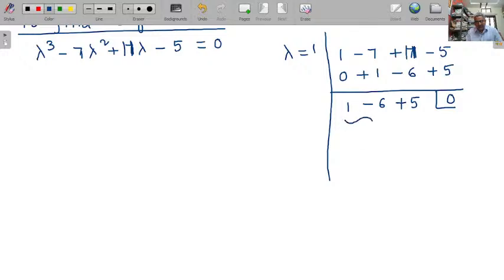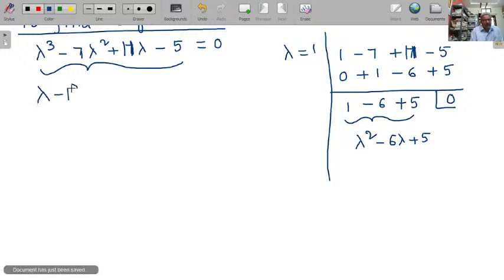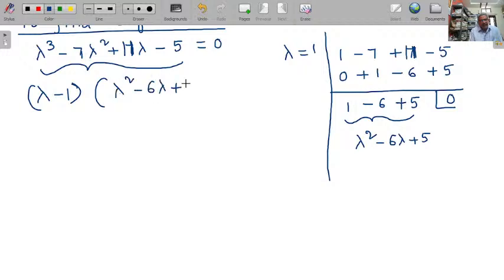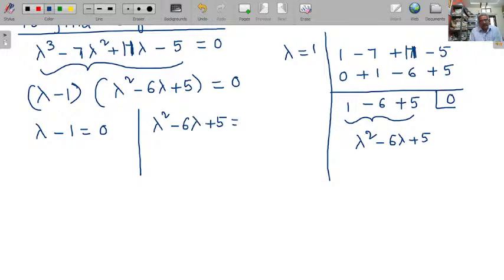So this gives us a depressed equation, that is lambda square minus 6 lambda plus 5. So that means this part can be written like this: lambda minus 1 times lambda square minus 6 lambda plus 5 equals to 0. So this we need to solve. Lambda minus 1 is equal to 0, and then we get lambda square minus 6 lambda plus 5 is equal to 0. So we get one of the values of lambda, that is lambda is equal to 1. Is it clear?